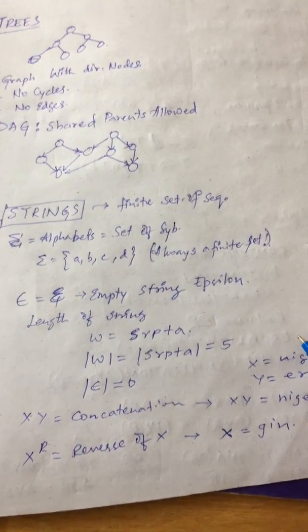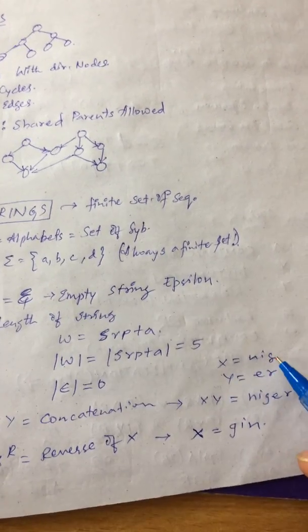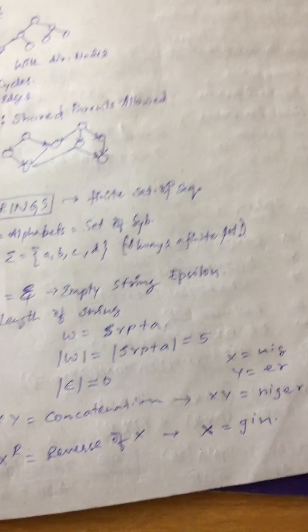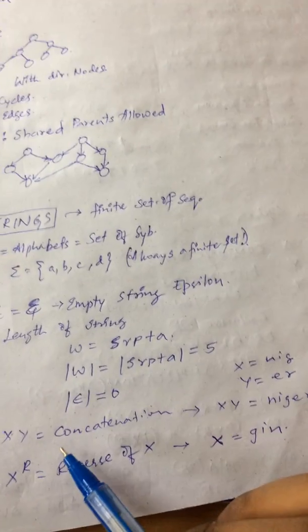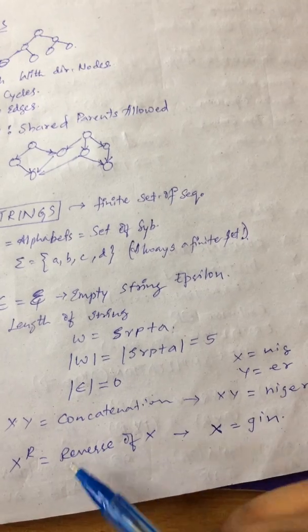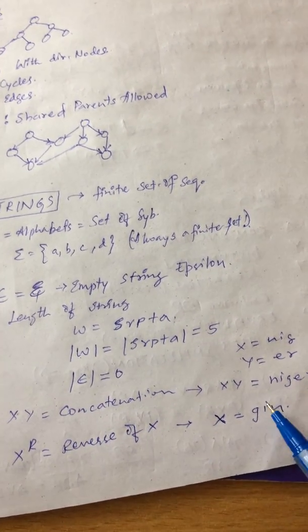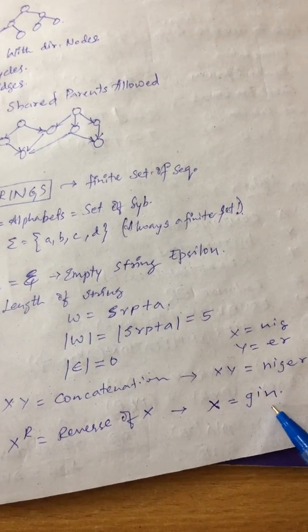So let's take an example of string concatenation. Assume x is NIG and y is ER. So XY will be the concatenation, NIGER, and x power R is the reverse of x, that will be GIN.